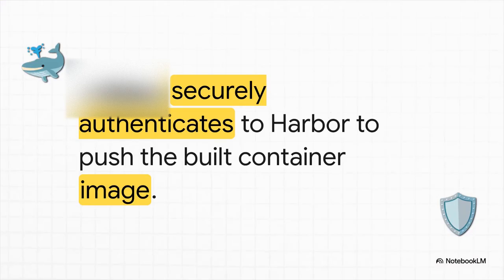Jenkins has built our app into a container, and now it needs to perform a handshake with Harbor, our container registry. Jenkins securely logs in using specific user and password credentials provisioned just for this exact task. It proves its identity, gets the required access, and pushes the image. Absolutely no anonymous uploads allowed here.